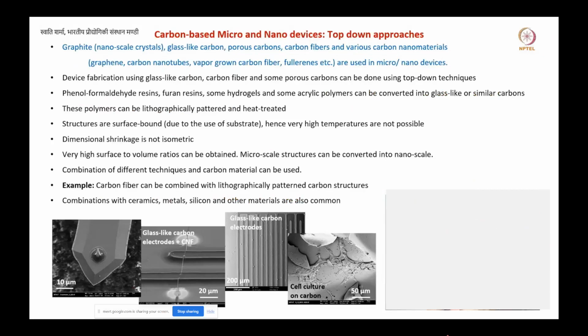Okay, if not, then we'll go ahead. Now, the carbon based micro and nano devices, top down approaches. So, you all know that. There are two types of processes: top down, which will go from top to down, and the opposite, down to top.